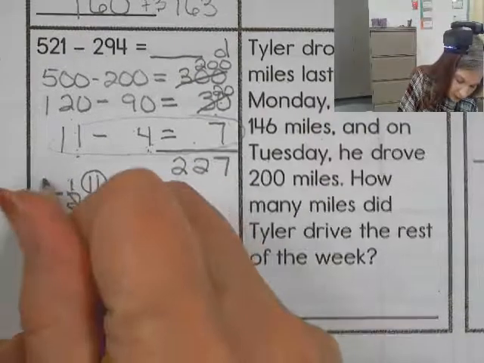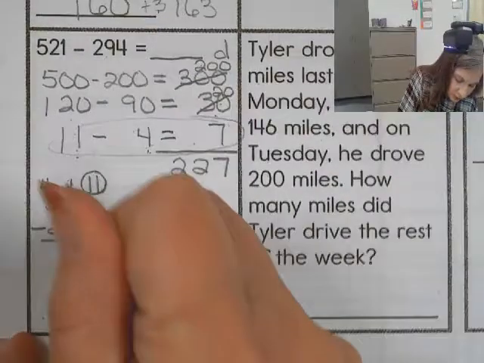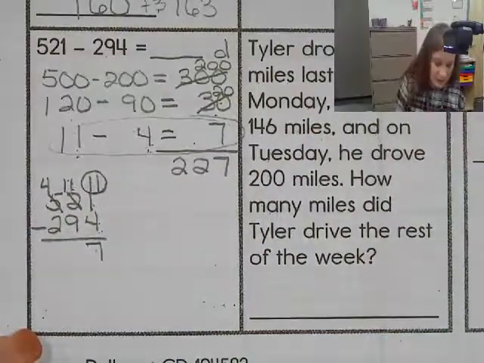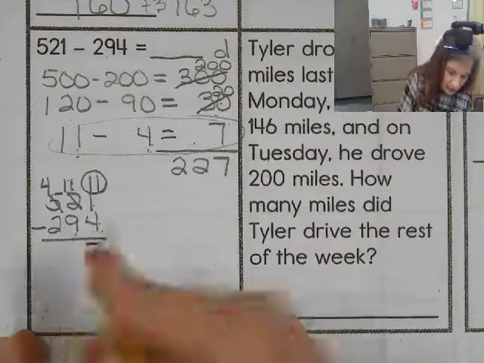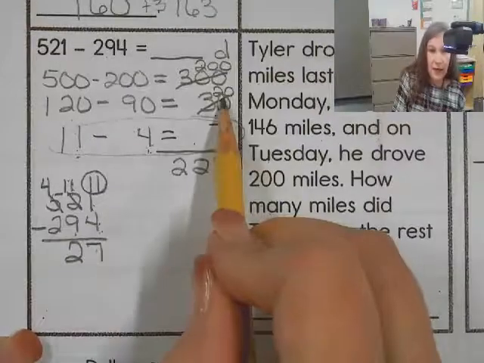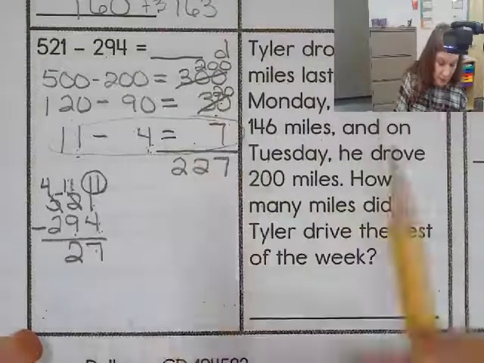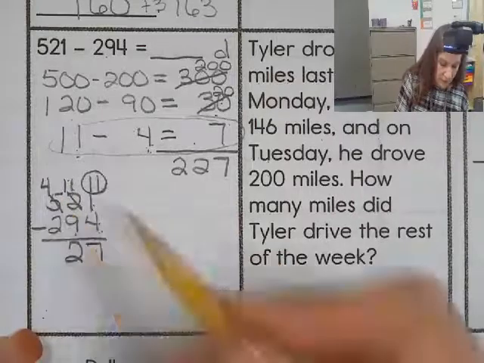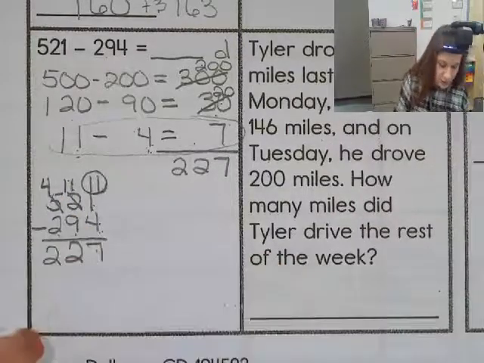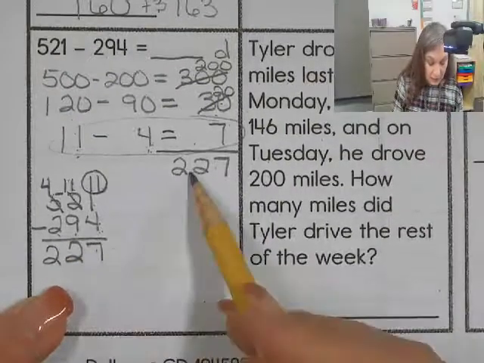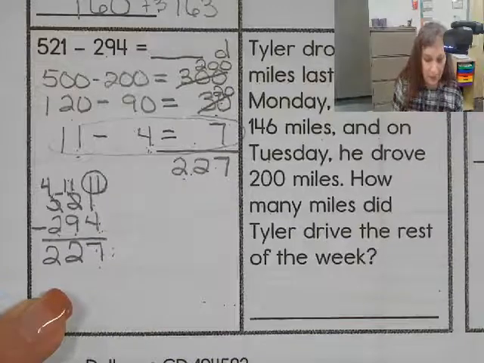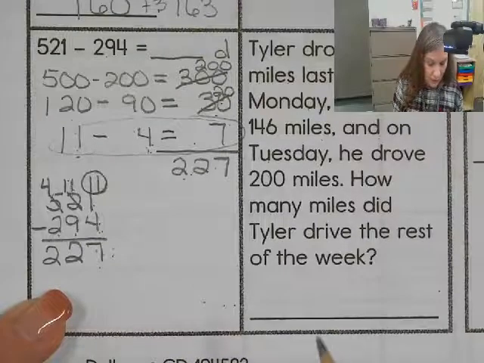We are going to borrow 100, leaving us with 400s. We're going to regroup that as 11 tens. Now, 11 tens minus 9 tens is 2 tens. And that's what we had here when we subtracted. And now we have 400s minus 200s, and we get 200s. So again, these need to match. If they do not match, then we need to go back and look for some maybe misunderstanding or where we made our error.